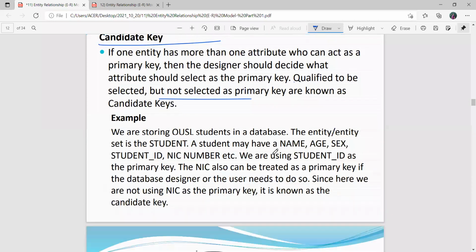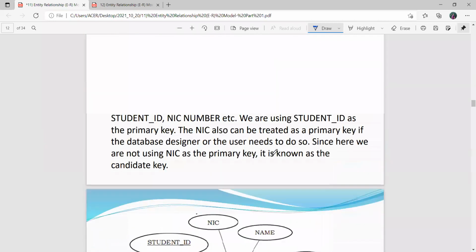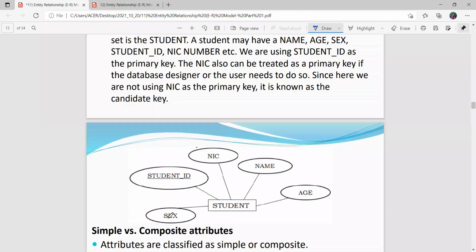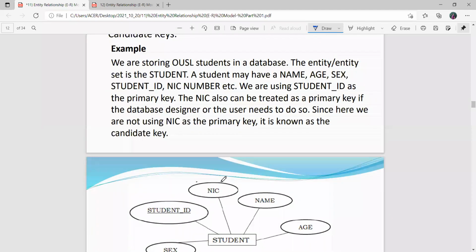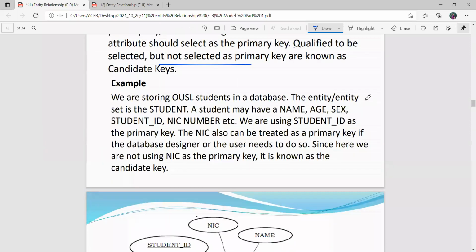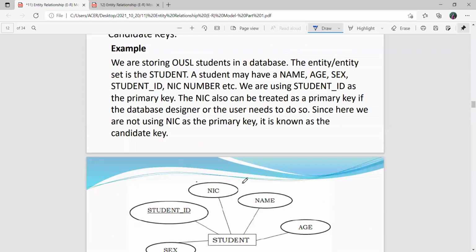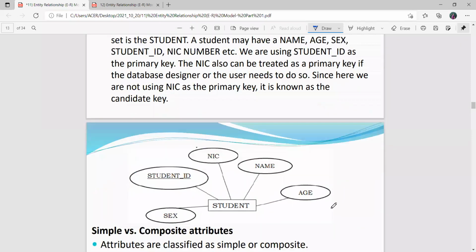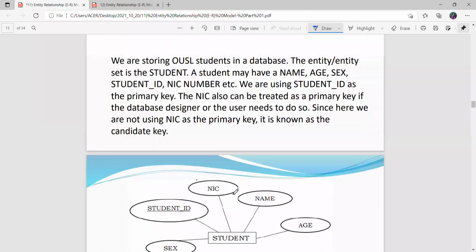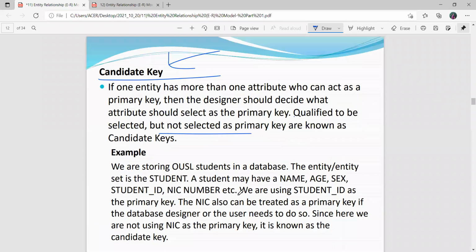Then let's move into, okay, this is another example. We are going to store OUSL students in a database. The entity and the entity set is student. You can see this one. And there are 1, 2, 3, 4. How many attributes in this entity? 5. 5 attributes in this entity.